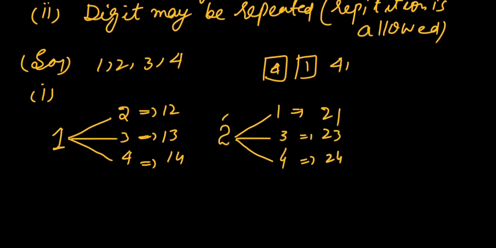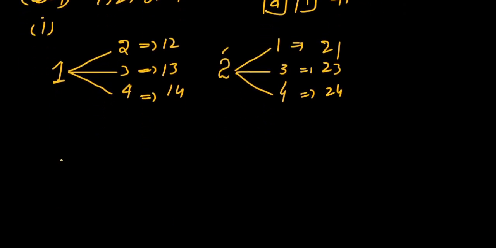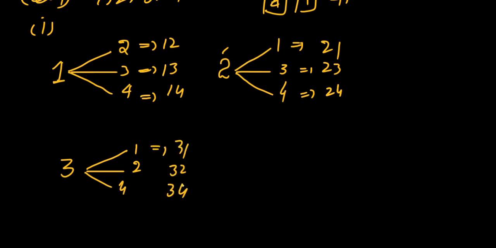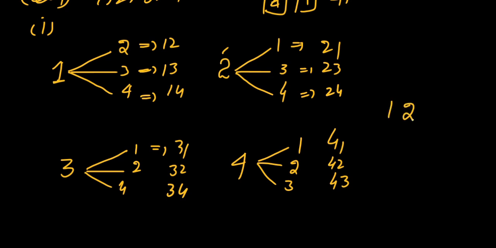Similarly, if you start your number from 3, then at second place you can write 1, 2, 4. Numbers are 31, 32, 34. If your starting digit is 4, then at second place you can write 1, 2, 3. Your numbers are 41, 42, 43. So there are a total of 12 numbers in this case that you can form here.